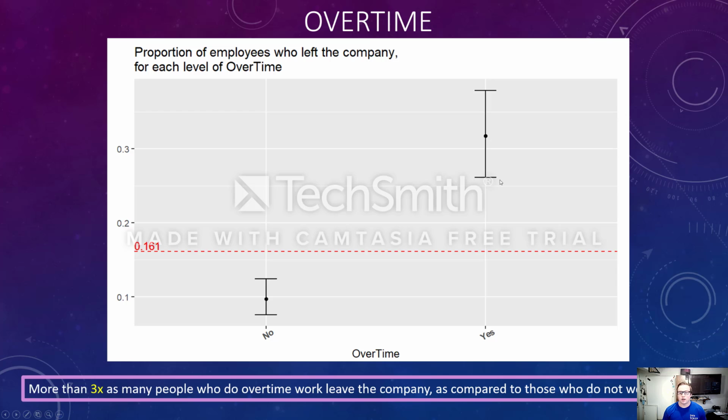And lastly, these plots have bars attached to the point estimate. What that represents is a 95% confidence interval for the proportion. So what we can see is that even with the uncertainty in the estimate taken into account, there's still a significantly higher proportion of people working overtime leaving the company as compared to those people who do not work overtime.